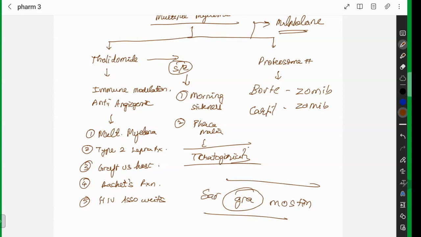What is the drug you are going to give in case of thrombocytopenia? Can someone put it in the chat box? What is the drug you are going to give in thrombocytopenia? Come on, guys. Can you tell me? Very good. It's oprelvekin.